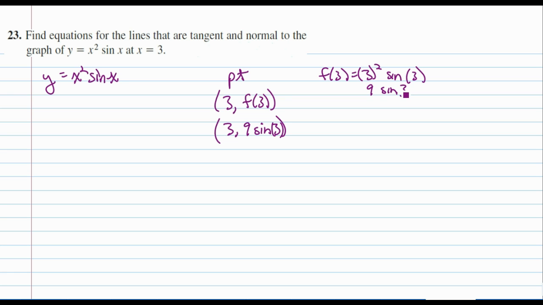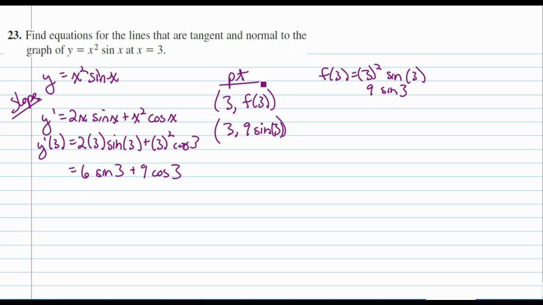Now to find the slope, I need to take the derivative, which is going to involve product rule. So the derivative of x squared is 2x, and then we'll multiply by sine of x, and then add, leave x squared alone, multiply by the derivative of sine, which is cosine of x. Y prime of 3 is 2 times 3, 6 sine of 3 plus 9 cosine of 3. So now I've got a point and I've got a slope of my tangent line.